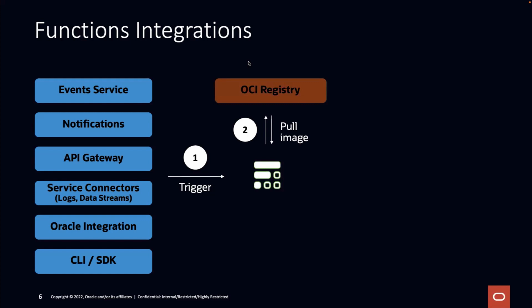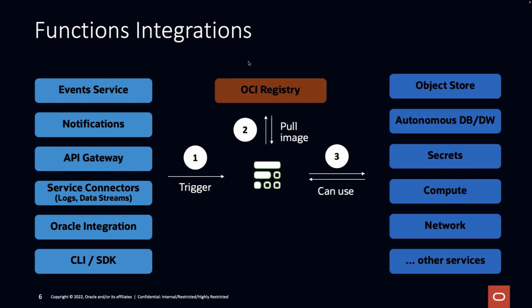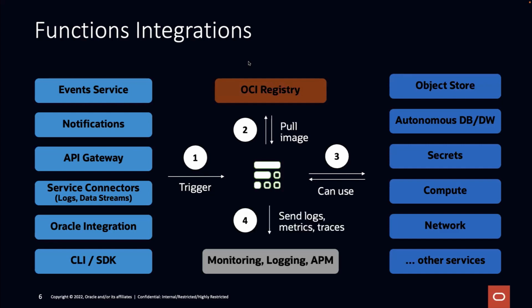Of course, the function uses the Oracle OCI registry, OCIR, for pulling the image. Oracle Functions can also use other OCI services like Object Storage, Autonomous DB, Secrets, and other services as well. You can also send your logs and metrics for monitoring the performance of the function, for debugging purposes, and things like that.